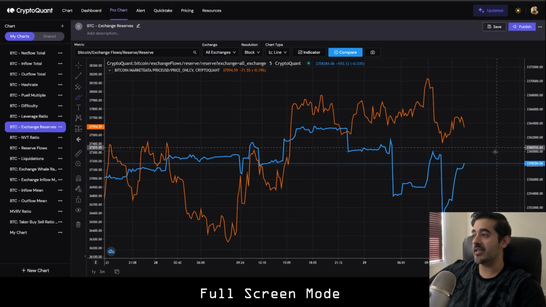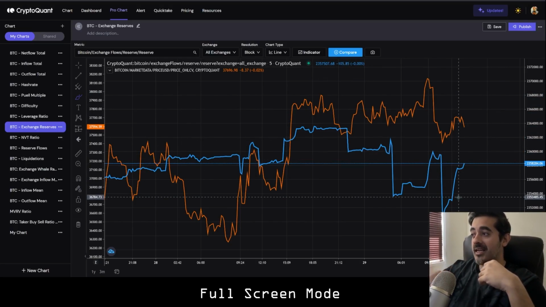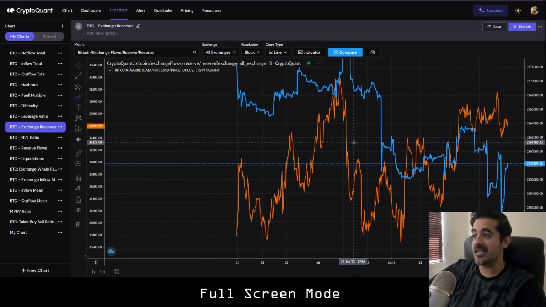So this is usually accumulation patterns, right? That's basically what you're seeing. You're seeing people come in and sell some Bitcoin, and then you're seeing all that Bitcoin plus more leave exchanges. So the exchange reserves are continually dropping.